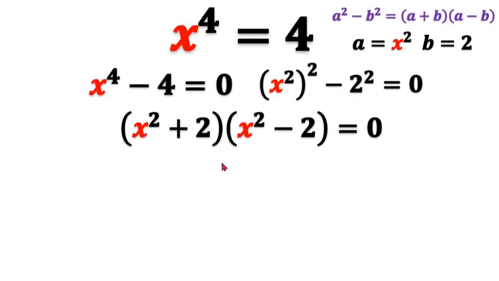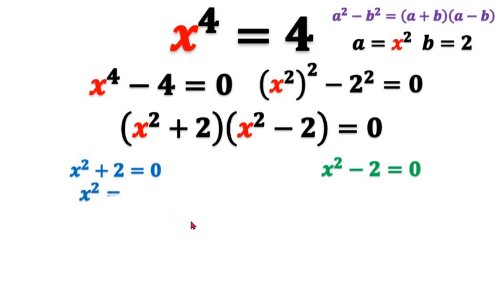Since our equation is equal to 0, we can solve by just setting both multipliers equal to 0. So we'd have x squared plus 2 is equal to 0, and x squared minus 2 is equal to 0. So now let's solve for x. With our left side, we're going to subtract 2 from the left side, move it over to the right. x squared is equal to negative 2.